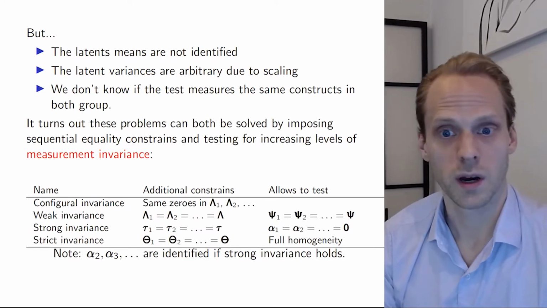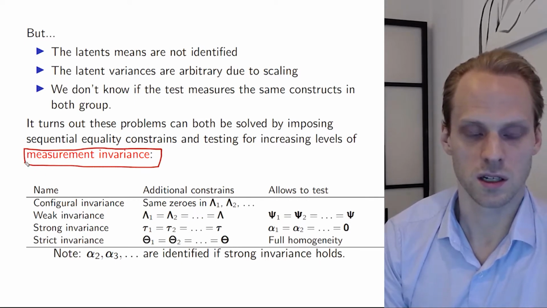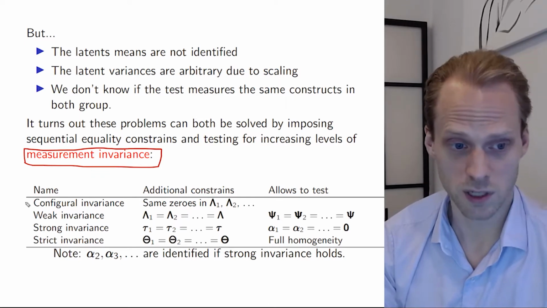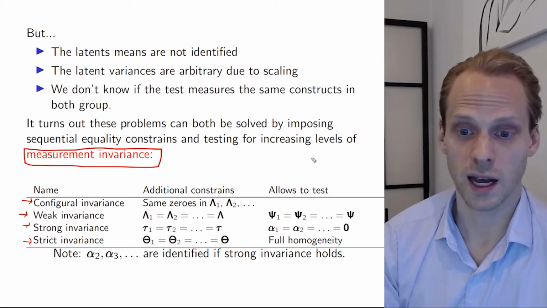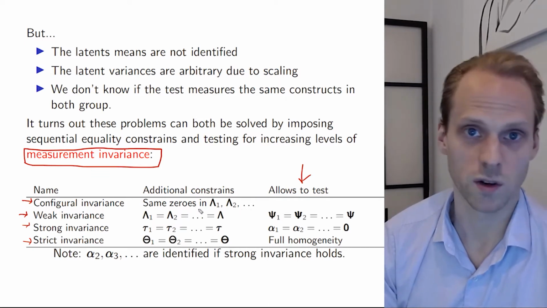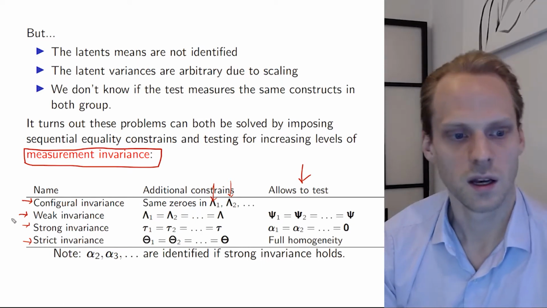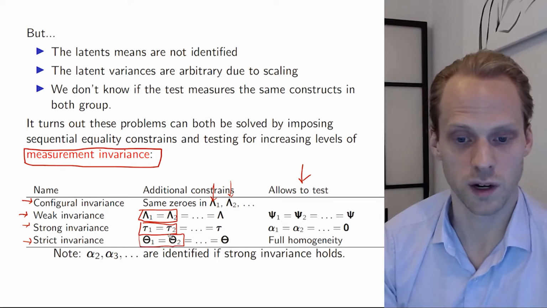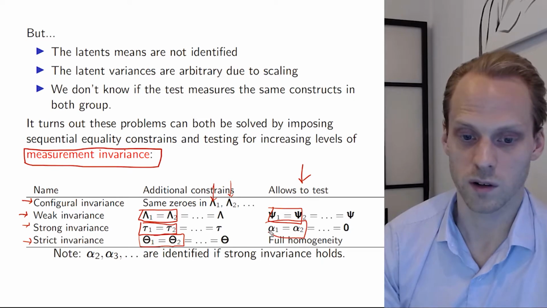So it turns out that we can solve this problem by sequentially imposing equality constraints and testing multiple levels of measurement invariance. And that means that the test measures the same construct in both groups. We're going to establish measurement invariance in steps, starting with configural invariance, then going on to weak, strong, and strict invariance. And each step that we take allows us to test more homogeneity hypotheses. So first, we're just simply going to test if the same structure generally holds in both groups. That means that the factor loadings are similarly constructed with zeros at the same points. Next, we're going to set the lambdas, the factor loadings, to be equal. Afterwards, we're going to set the intercepts to be equal. And finally, we're going to set the residual variances to be equal. And when we set these equality constraints, suddenly things become identified and we can test if the factor variance is the same or if the factor means are the same.